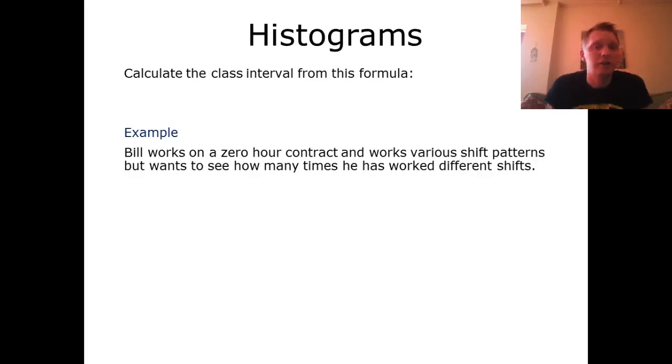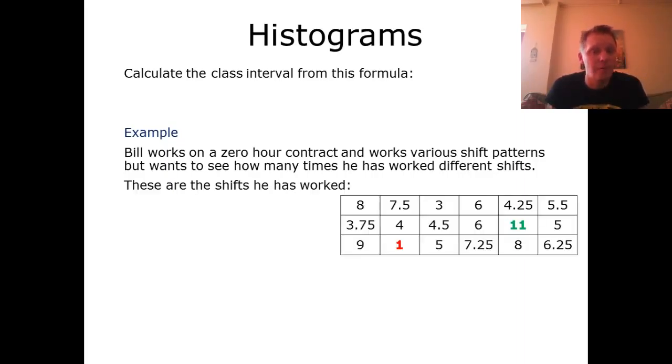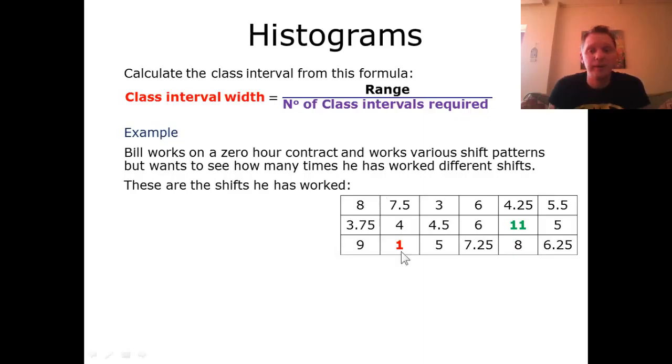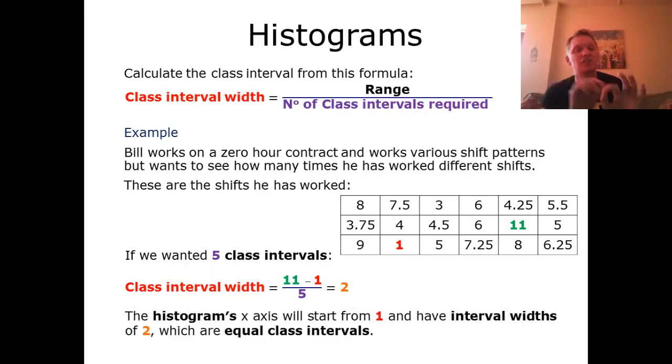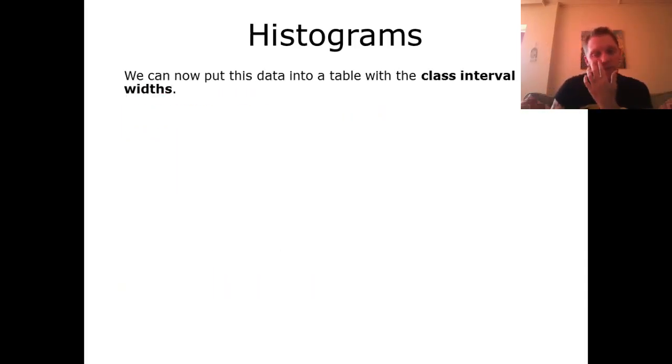So we are going to be creating some class intervals from this data here, which is Bill's working hours. These are different shift patterns that he's been working. And just a quick reminder that the width of our bar is going to equal our range divided by the number of intervals that we need. We want 5 intervals, in which case our class interval width is going to equal 11 take away 1, biggest take away smallest, which is 10, divide that by 5, gives me 2. So each one of my widths is going to be a space of 2, but starting from 1 because 1's my smallest value. So it's going to go 1, 3, 5, and so forth.